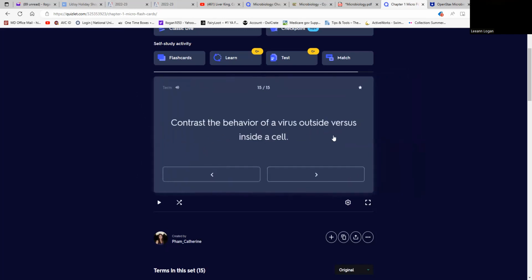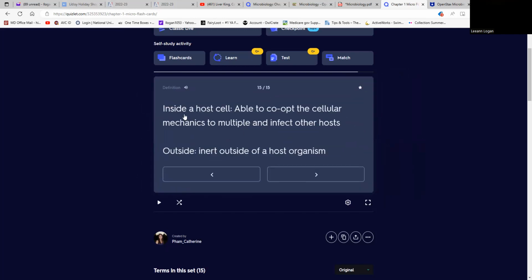Contrast the behavior of viruses outside versus inside a cell. Well, inside a host cell it is able to co-opt the cellular mechanisms to multiply and to infect other hosts. Outside, it's inert, which means it's not harmful, doesn't do anything outside of the host organism.